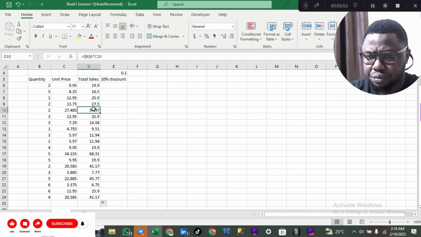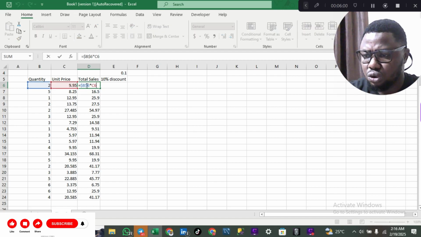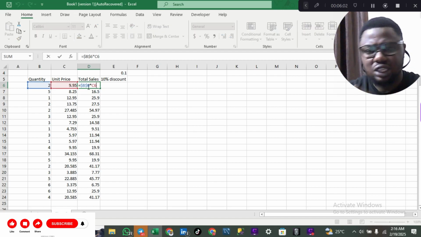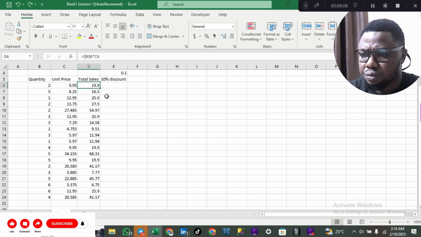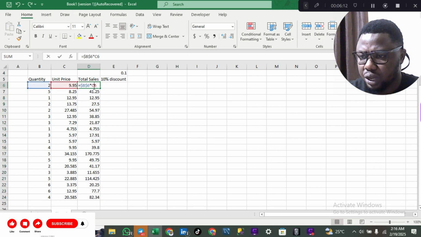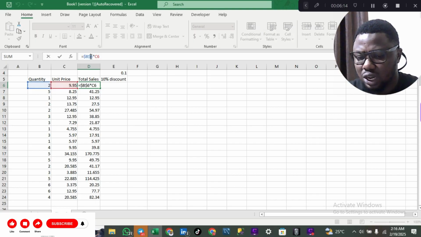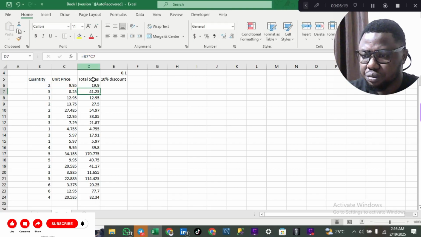Then when we talk about relative, you can decide to lock any side. You can decide to lock the column or lock the row. All right, so that's what it means. So let's finish this calculation and get what we want from here. Let's remove the dollar sign. This will give you all the answer you need.